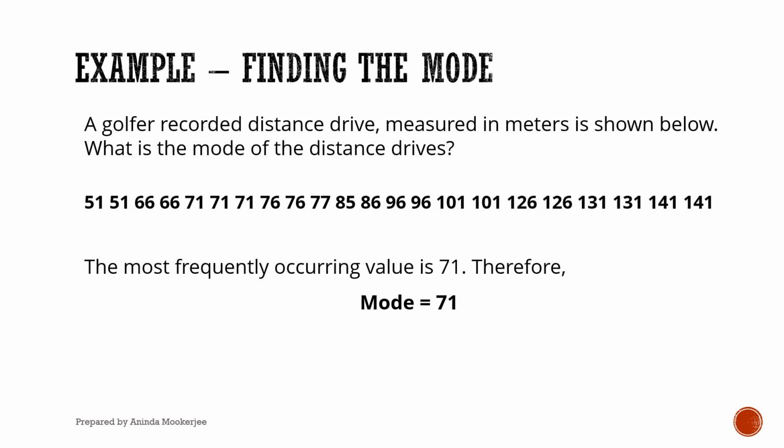So let's mark this for the time being, 71. But let's go over the others. 76 occurs twice, 77 once, 85, 86, 96 twice, 101 twice, 126. The rest occur twice. So the value occurring most frequently in the data set is 71. It occurs 3 times. So our answer would be the most frequently occurring value is 71. Therefore, mode equals 71.